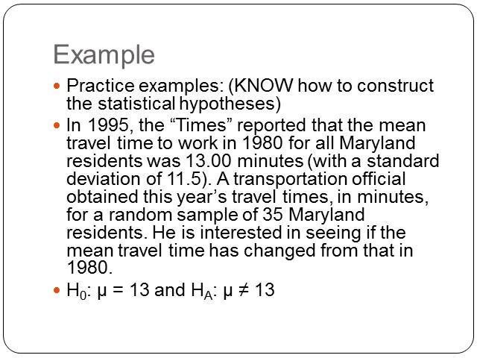Let's say in 1995 we had a report that in Maryland, residents took 13 minutes to get to work, and a transportation official obtained this year's travel time, and it was 35 minutes, which would be nice if that were the case. He is interested in seeing if the mean travel time has changed. So we might say the historic time counts as the old parameter of 13 minutes, and the null would be that there's no difference and things should still be the same, so mu equals 13. Our alternative might be that things have changed.